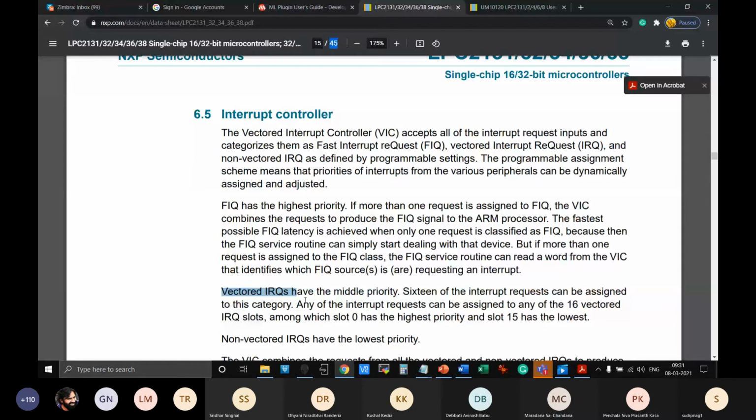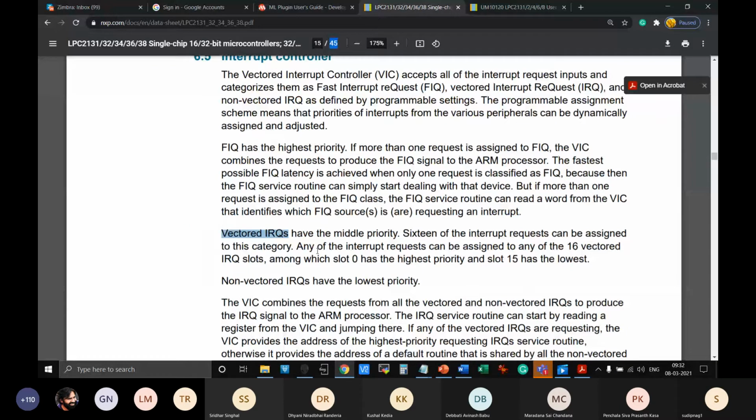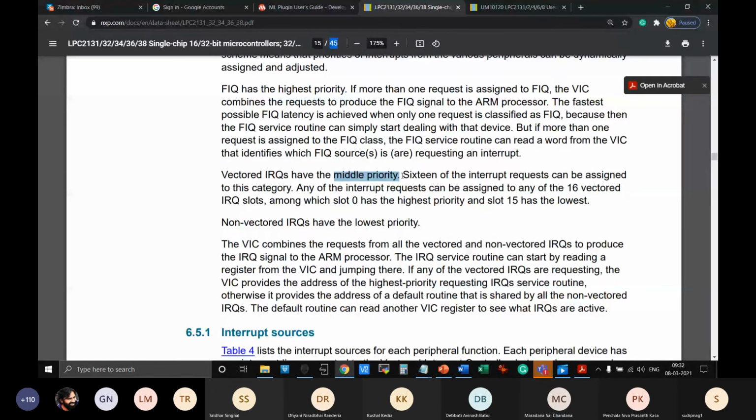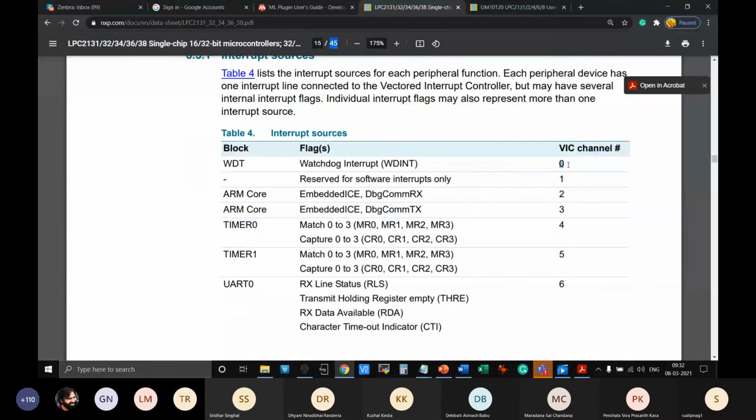VIC is referred to as vectored IRQs. That means vectored interrupt requests are serviced through this vectored interrupt controller. And the lower the channel number, the higher the priority. So within this medium priority group there are sub priorities, and you can see the highest one within this medium priority group is the watchdog timer.